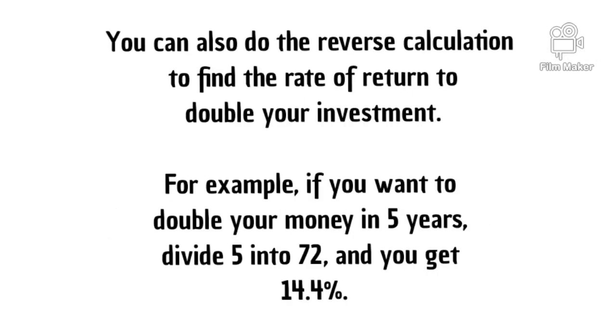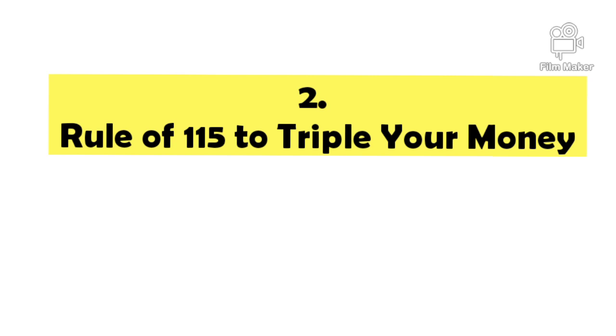You can also do the reverse calculation to find the rate of return. For example, if you want to double your money in 5 years, divide 5 into 72 and you will get 14.4%.